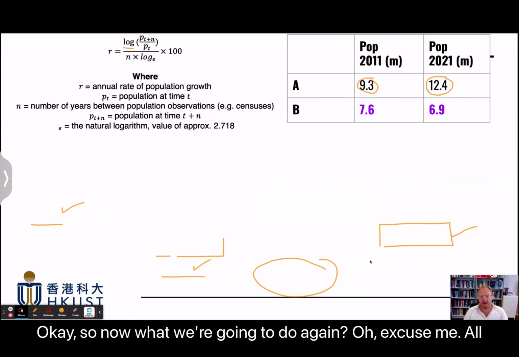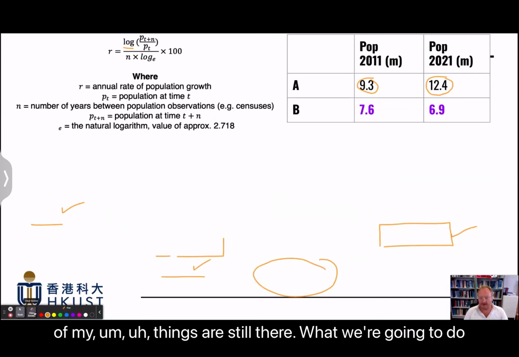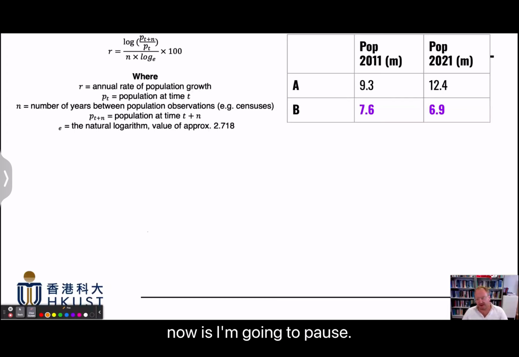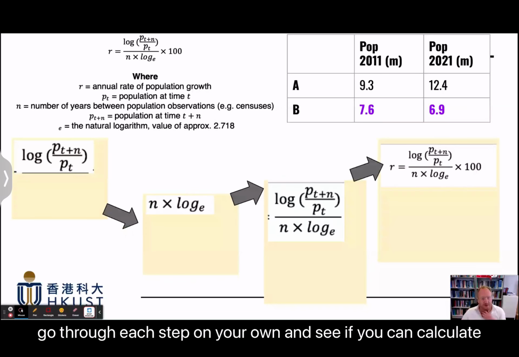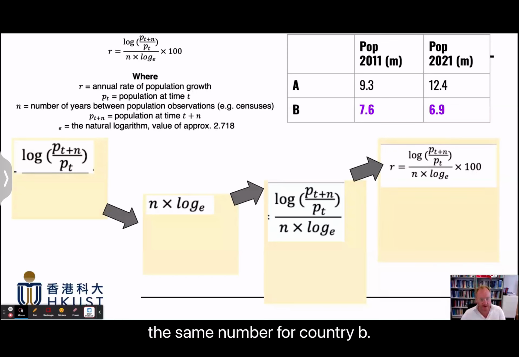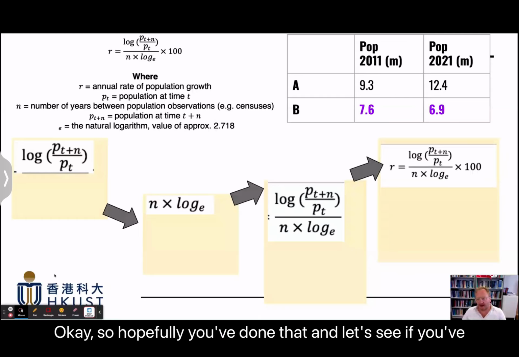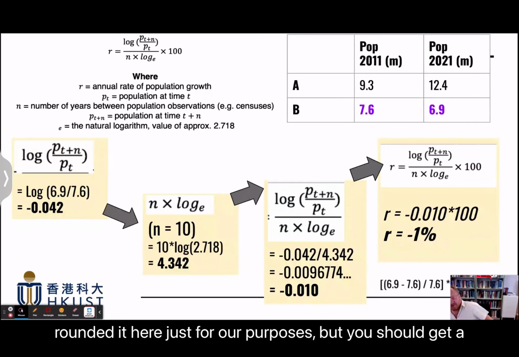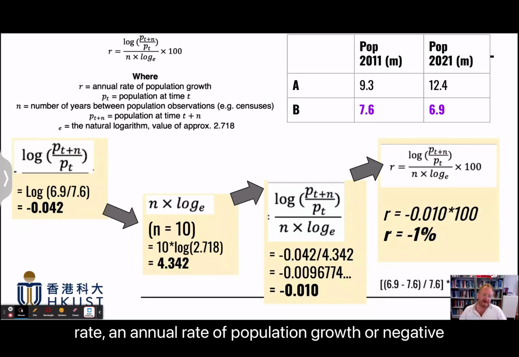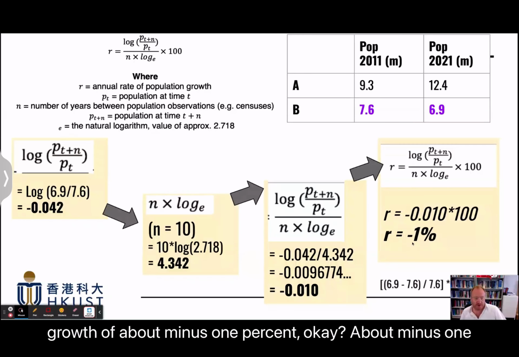Okay, so now what we're going to do again is pause, and we are going to go through each step. I want you to go through each step on your own and see if you can calculate the same number for country B. Okay, so hopefully you've done that, and let's see if you got the same. For country B, after I've rounded it here just for our purposes, you should get an annual rate of population growth, or negative growth, of about -1%.